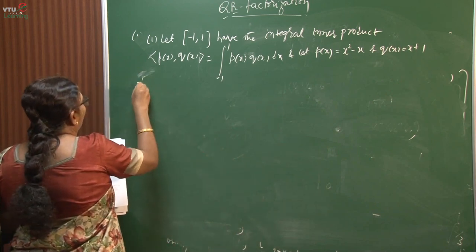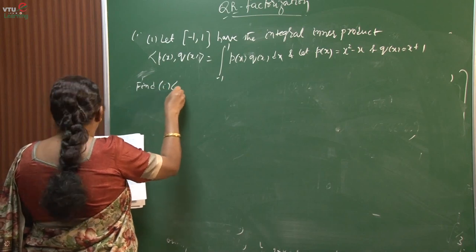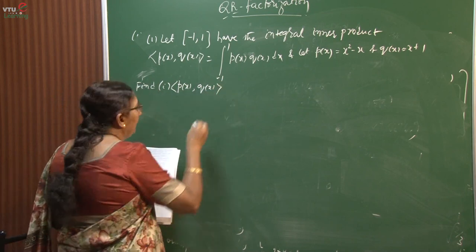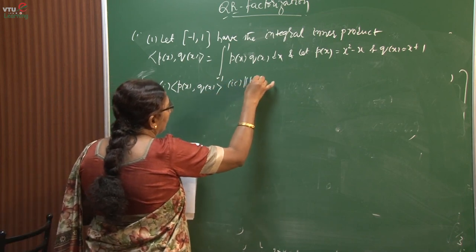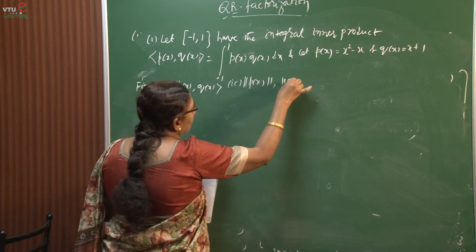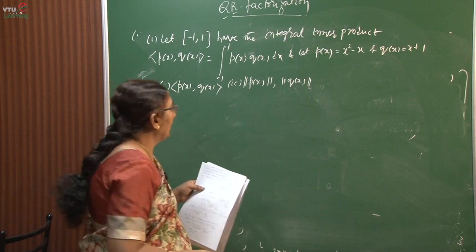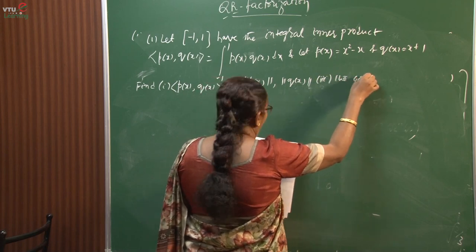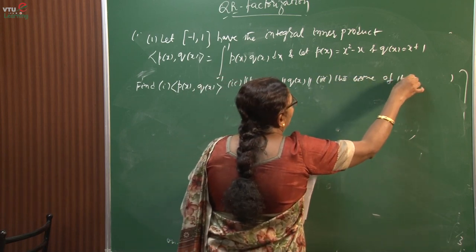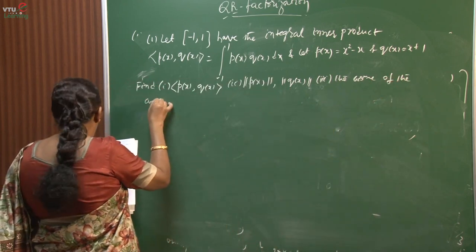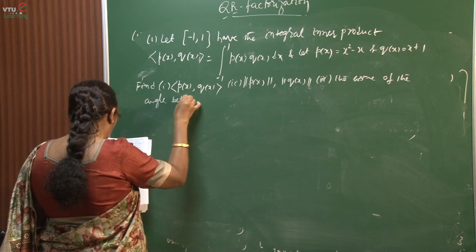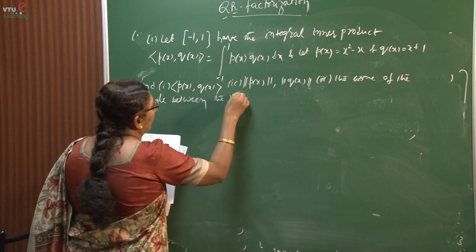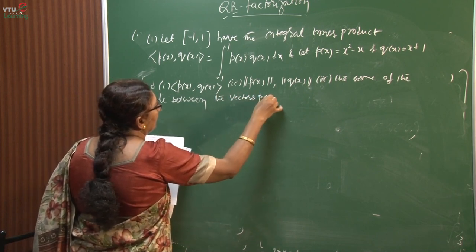Find, first one, the inner product of P of x and Q of x. Second one, the norm of P of x and the norm of Q of x. And also I have to calculate the third one, the cosine of the angle between the vectors P of x and Q of x.